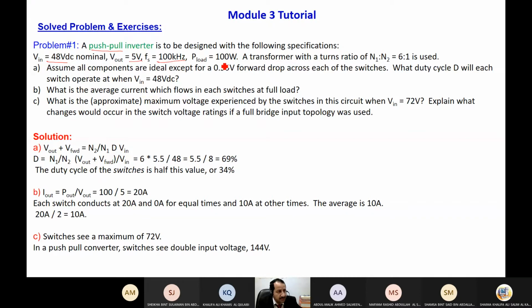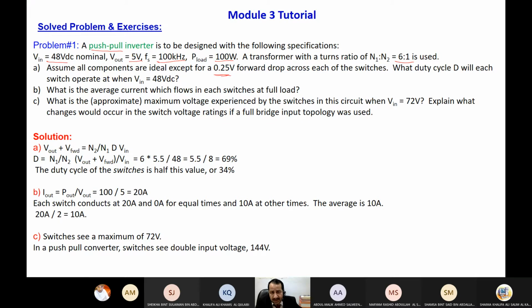The frequency of the switch is 100 kilohertz. We always expect the frequency to be high, in kilohertz. And the load power is 100. The transformer turn ratio N1 to N2 is 6:1. Now it says to assume all components are ideal except for a 0.25 forward voltage drop across each of the switches. It means when the switch conducts, the output will be input minus this drop. Or in another way, input equals output plus this drop.